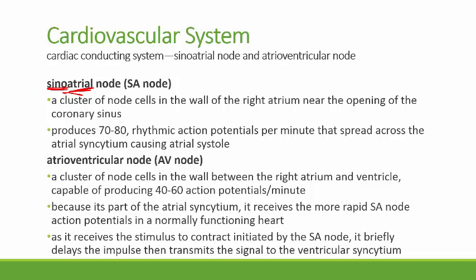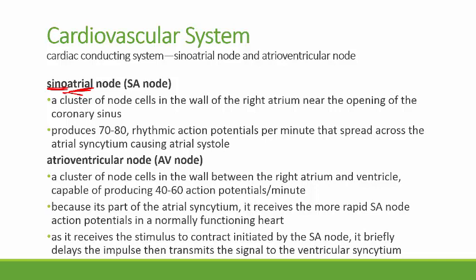It's a cluster of node cells that can produce very rhythmically 70 to 80 action potentials per minute that will spread across the atrial syncytium, and they cause atrial systole as they spread. So they're busy going boom, boom, boom, setting the pace of the heart. And because they produce 70 to 80 of these action potentials every minute, we see 70 to 80 contractions of the atria every minute.